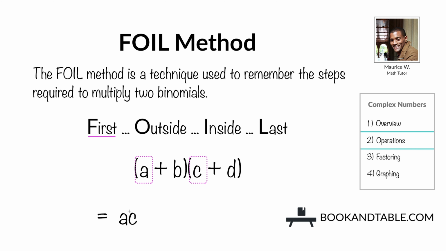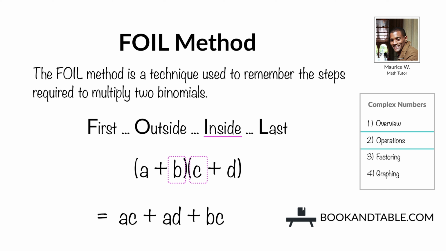which is ac. Then the O stands for outside. So you're multiplying the outside terms, a times d, which will give you ad. So after the first two steps, we've multiplied the first term in our first binomial times each term in the second binomial. And now the third term, inside, means you're multiplying the inside terms. So notice now we are taking the second term in our first complex number, and now we are about to multiply it times each of the terms in the second binomial.